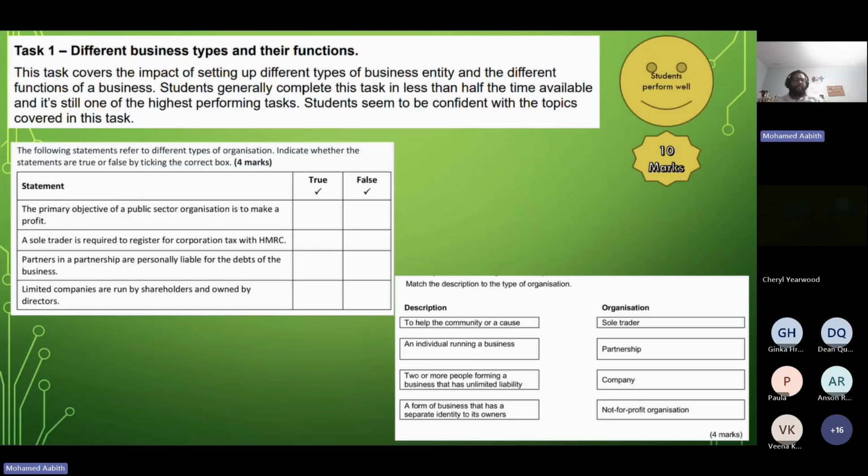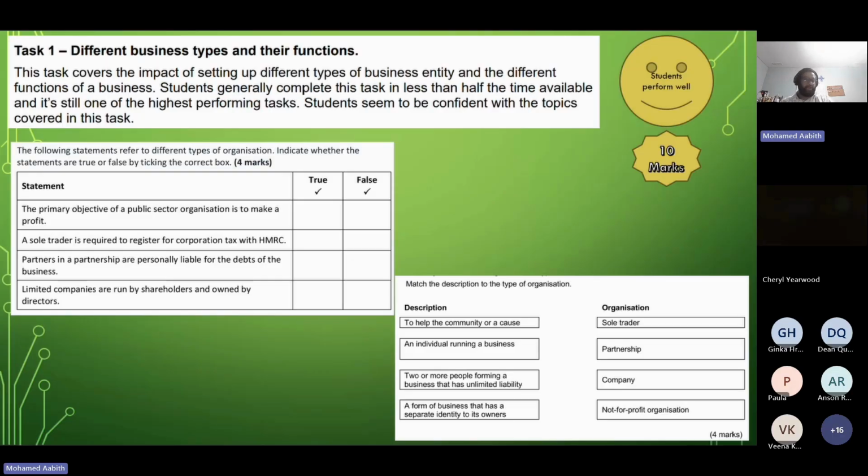First, the primary objective of a public sector organization is to make profit. When I talk about the public sector, you're looking at the meaning of a public sector. Public sector is most likely to be oriented with the government or any affiliations. That means their point is not to make profit. They are most likely not-for-profit. For example, the NHS is a public sector organization. Is their purpose making profit?